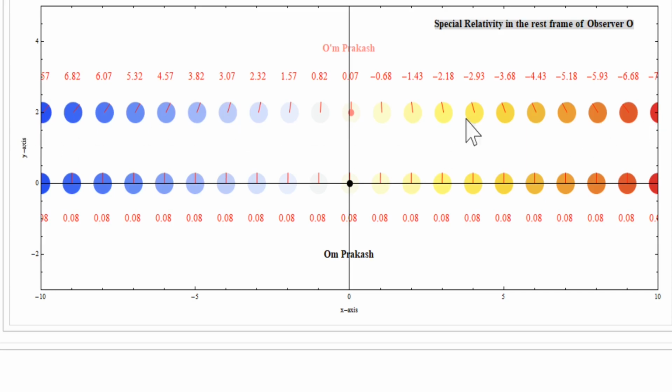However, that rate of ticking of all these clocks will appear to be slower than the rate of ticking of the ground clocks. To see this, let's watch what happens to O prime Prakash's clock and Om Prakash's clock after some amount of time. And let's compare that to what happens, let's say, let's look at this blue clock over here, which shows a time currently of 4.57 seconds, which is in advance of 0.08 seconds. Okay, so I'm just going to play this movie forward and let's see what happens.